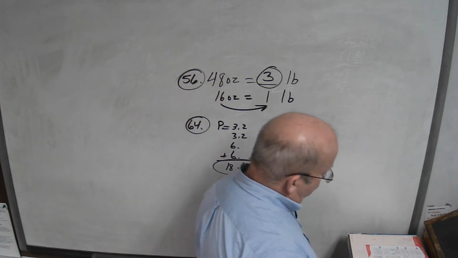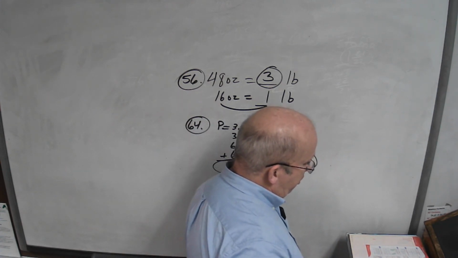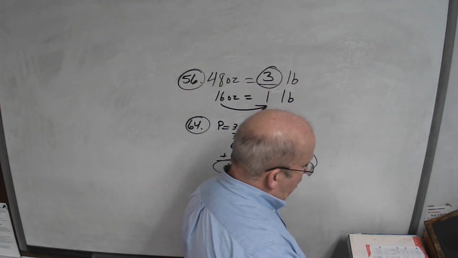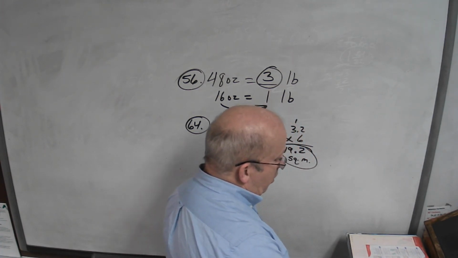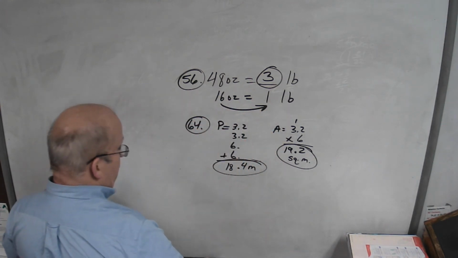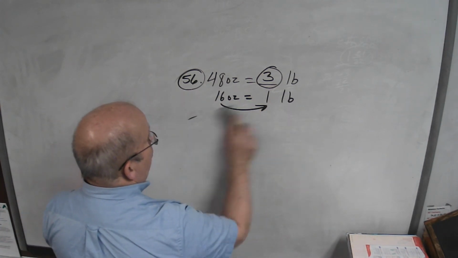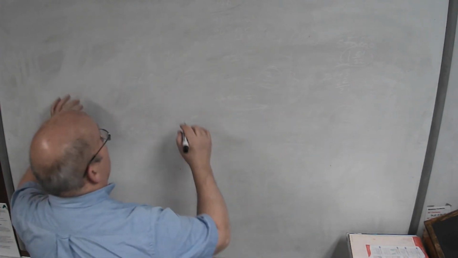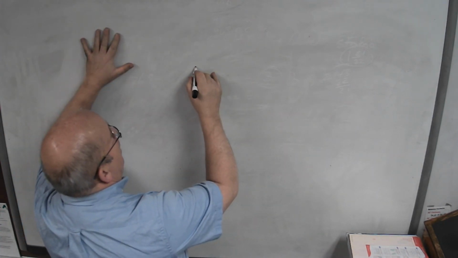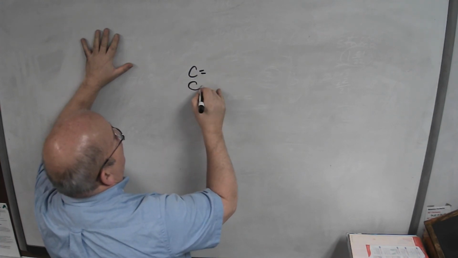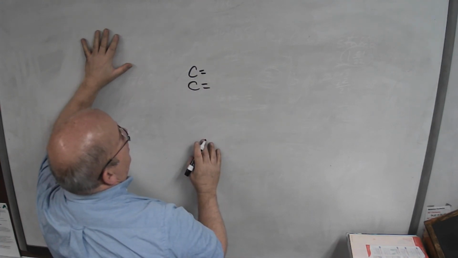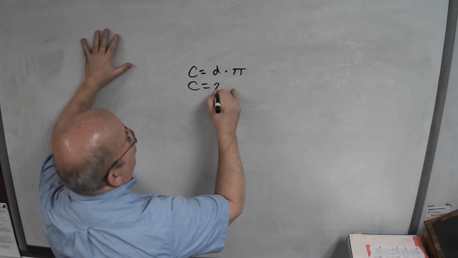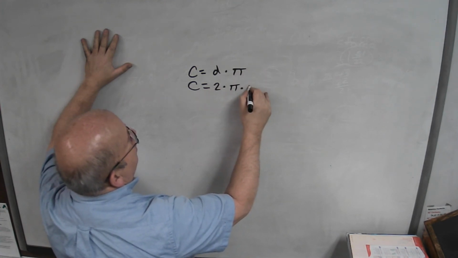Bottom of the page, 66 to 69. Yes, you can use a calculator for that. They want you to find the circumference of a given circle if they give you a radius or if they give you a diameter. Be careful, folks. Remember, to find circumference, we have to choose between 2 formulas, either diameter times pi or 2 times pi times radius.